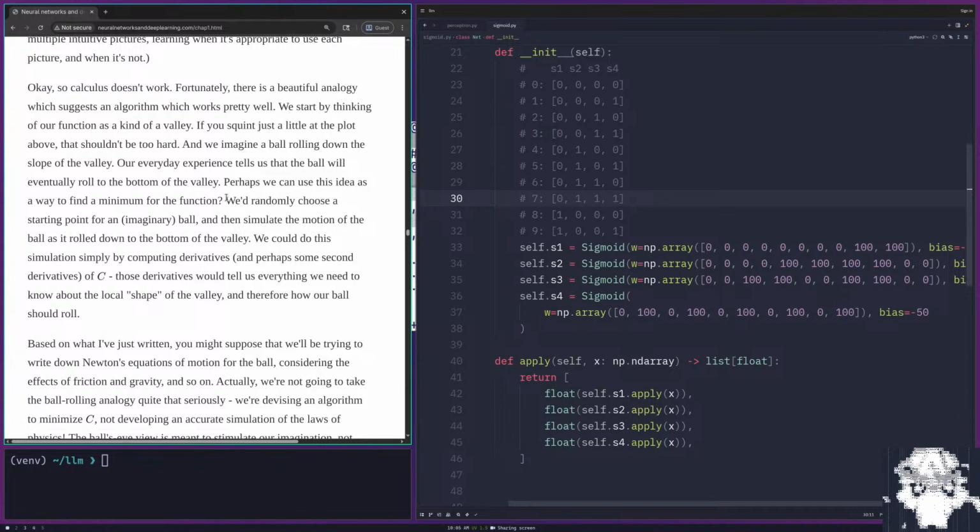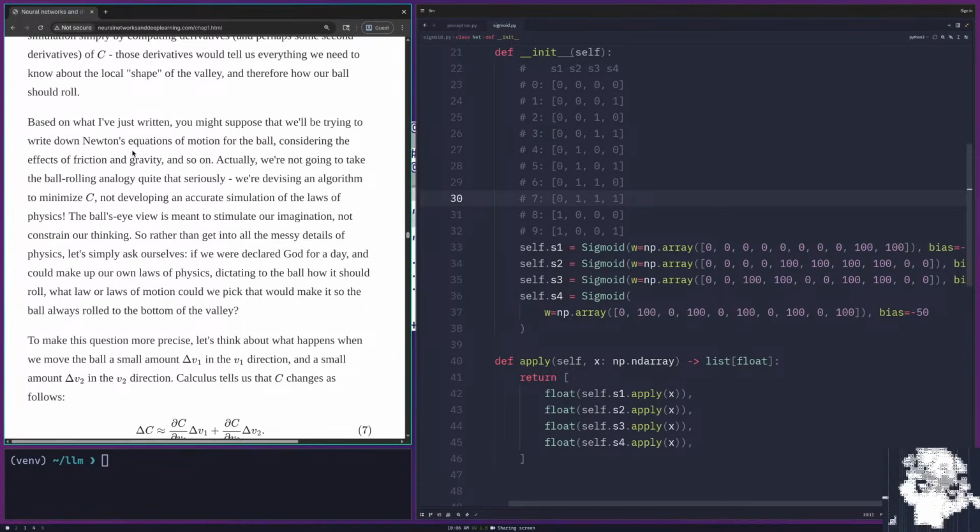We'd randomly choose a starting point for an imaginary ball, then we'd simulate the motion of the ball as it rolled down to the bottom of the valley. We could do this simulation simply by computing derivatives, and perhaps some second derivatives of C. Those derivatives would tell us everything we need to know about the local shape of the valley, and therefore how our ball should roll.